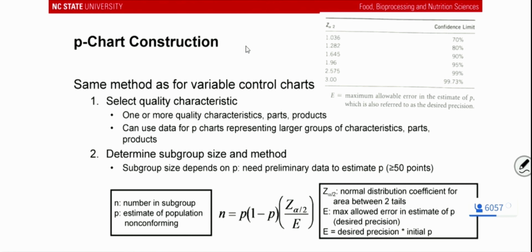As you know, in this class, we like to break things down. There's this many steps to make a histogram. There's this many steps to make a control chart. And the same steps that applied for variable control charts are going to apply to attribute control charts.